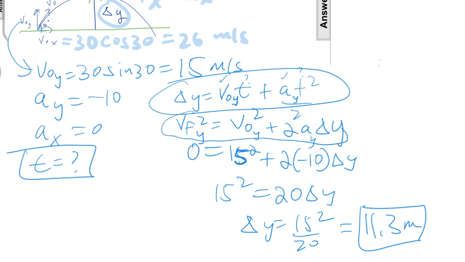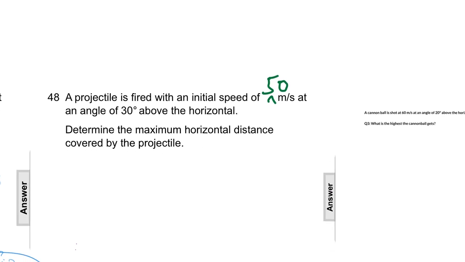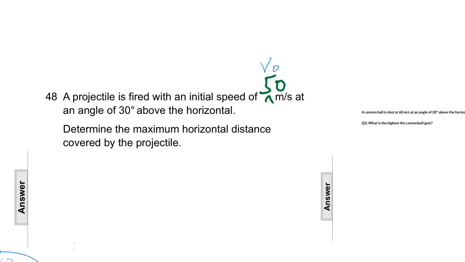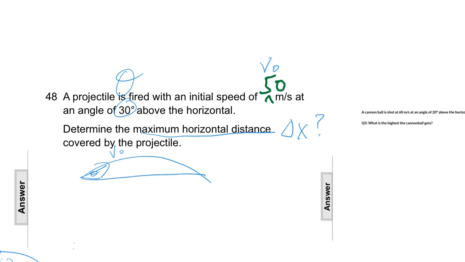So I used the other fancy equation. How about this one? Okay, so here's VO. Here's the launch angle. So maximum horizontal distance, I want delta x. Okay, so here's VO, here's the angle, and here's delta x.